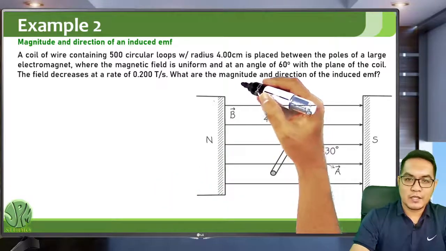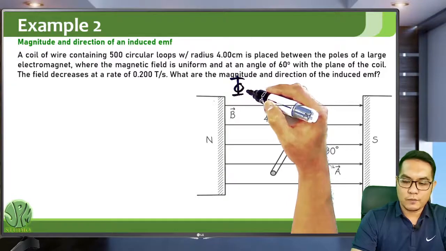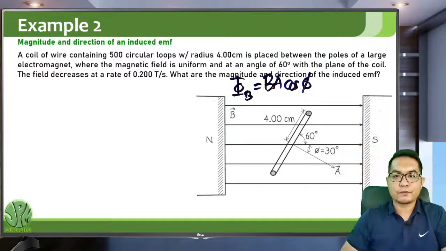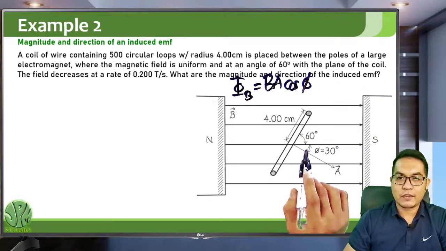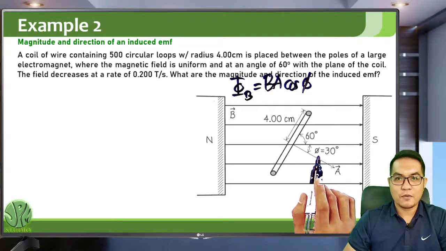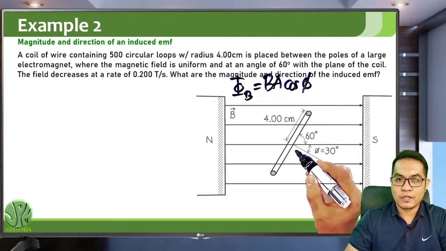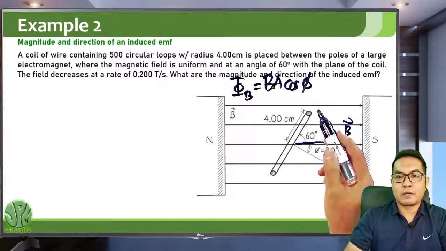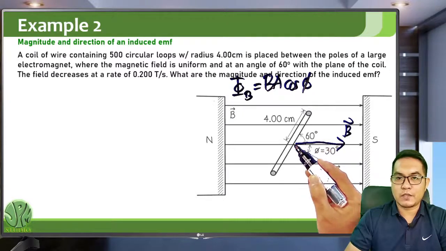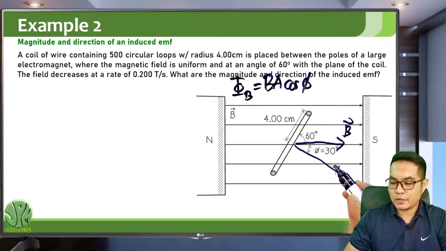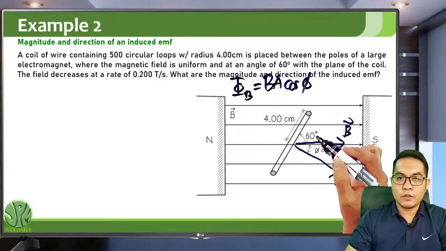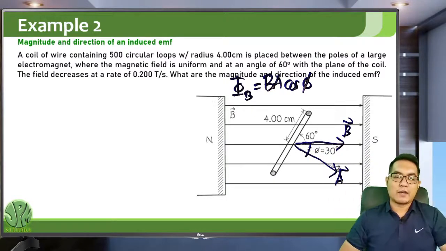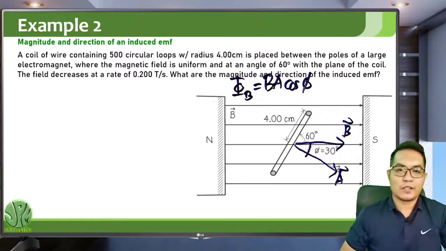In this case, our magnetic flux will be BA cosine phi, where phi is actually 30 degrees. It's not 60 degrees. Again, phi is the angle between the magnetic field, which is in this direction, to the left or to the right, and your area vector, which is perpendicular, 90 degrees with respect to the surface of the loop. This is the side view of the loop, and this is the area vector. The given angle is 60 degrees, so therefore, the angle between the magnetic field and the area vector is 30 degrees.